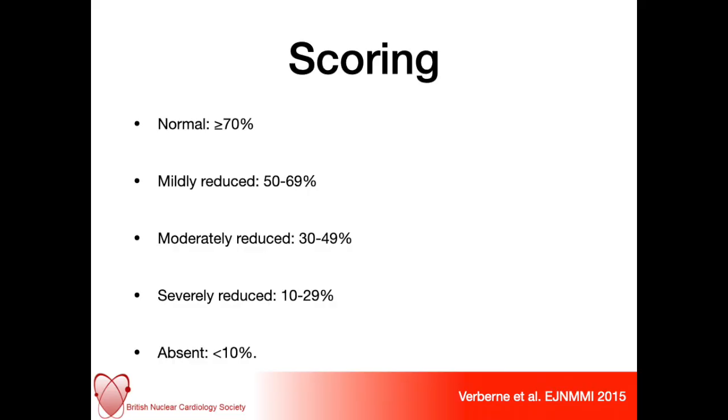The score can be made less inter-observer or intra-observer variable by attributing those levels of mild, moderate, severe to particular degrees of uptake of the heart. So the images of a nuclear cardiology perfusion scan are normalized within each acquisition, the stress and the rest, such that the hottest pixel within the heart is given 100%, and then the uptake is scaled back down. So 70 is a pass mark, so everything above that you will rate as normal, score that 0. Mildly reduced in this schema is 50 to 70%, moderately reduced 30 to 50%, severely reduced 10 to 30%, and absent less than 10% of that uptake.